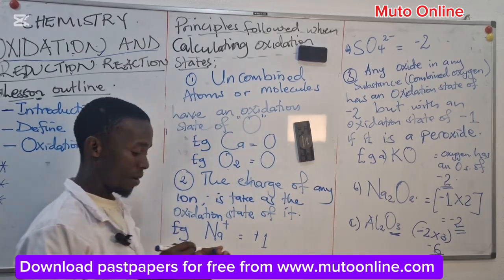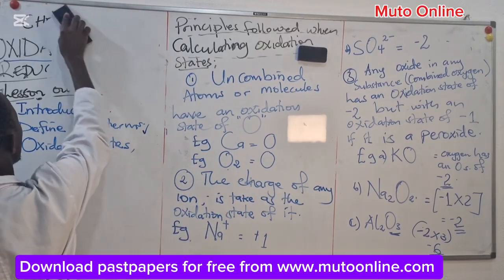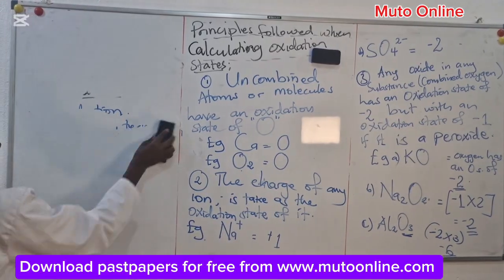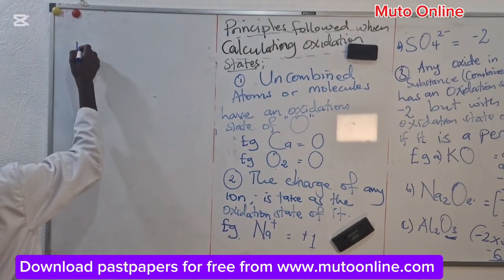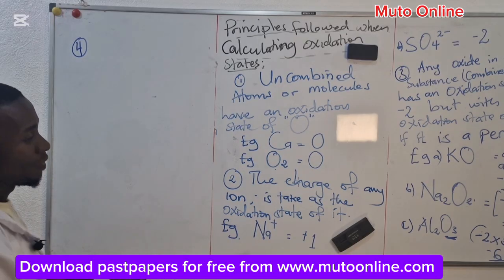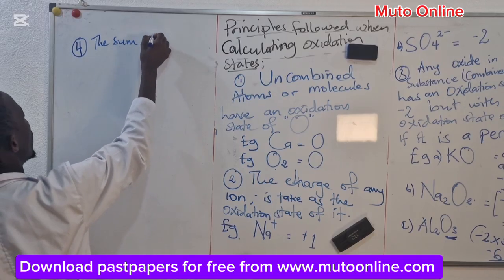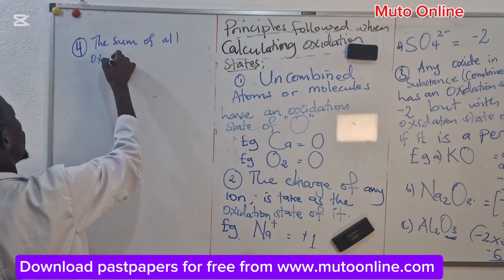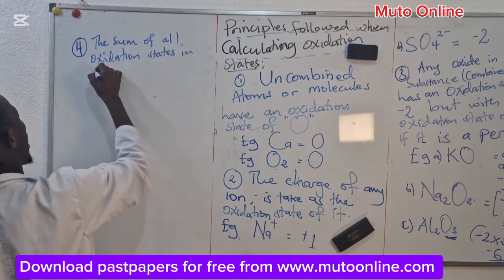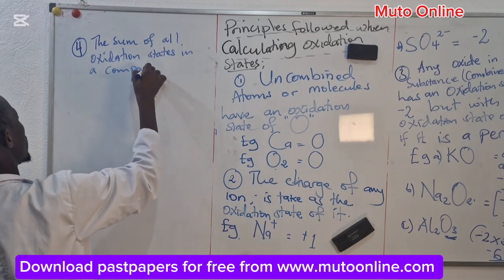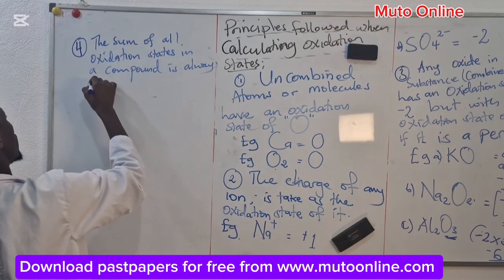So you should know that rule number 3 usually confuses people. Rule number 4: the sum of all oxidation states in a compound is always 0.